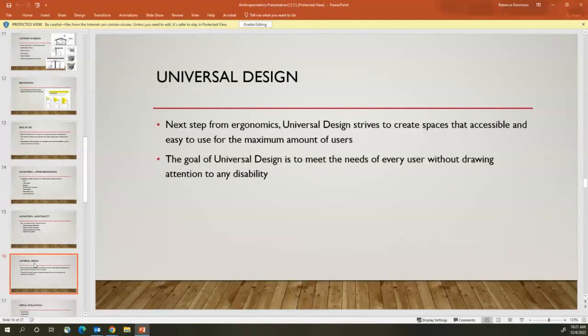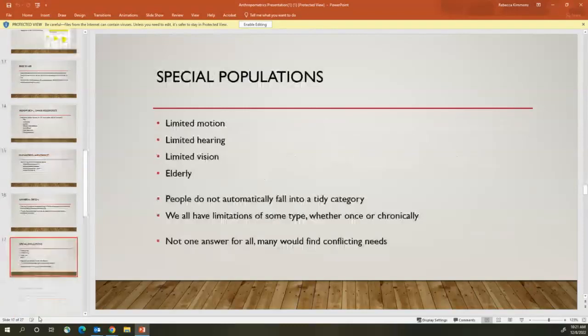Universal design, you have heard this before, or you will hear it again. It's really important in creating the best spaces you can. So the next step from ergonomics is universal design. So making sure that you're creating spaces that are accessible and easy to use for the maximum amount of people. So you're trying to meet the needs of the majority of users without drawing attention. So this is again where that adjustability of desks and chairs will help with that as it goes through.